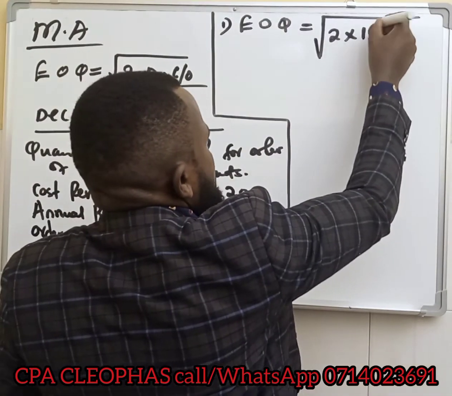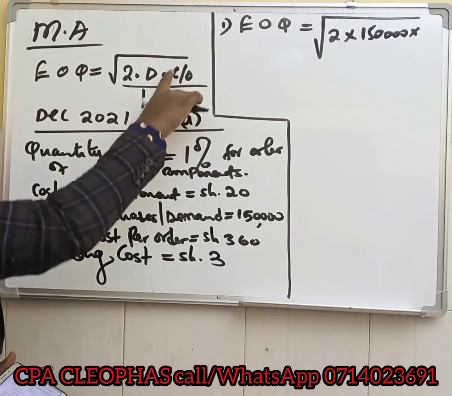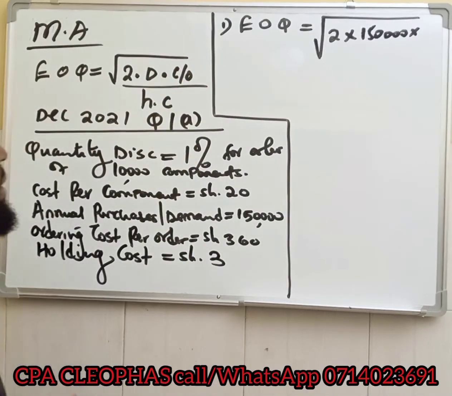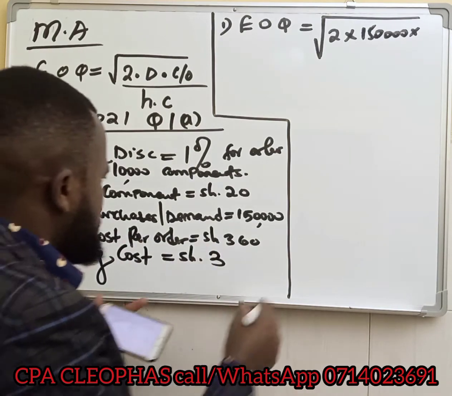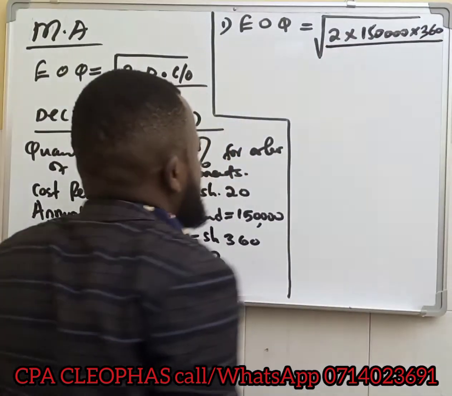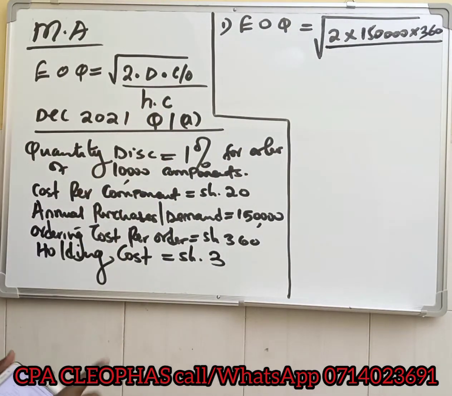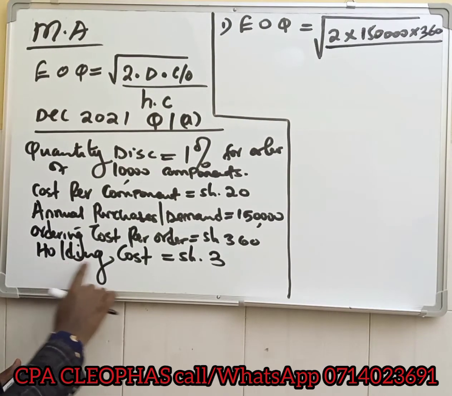So 2 times 150,000 times the ordering cost per order. CO is ordering cost per order. Anytime you're placing an order, the cost of ordering, those costs which relate to making calls, etc., so that you can receive the order, is 360 per order. So 360 all over what? HC. HC is the holding cost or the carrying cost per component per annum. Here it is, holding cost 3.